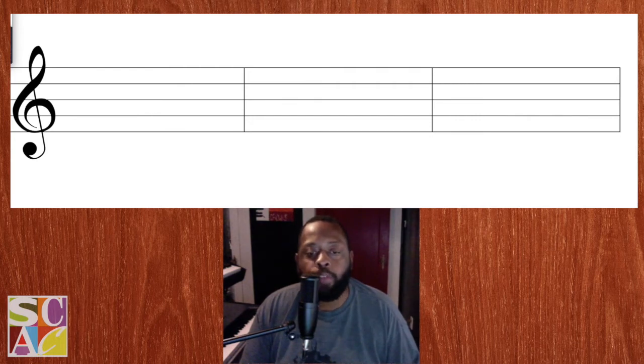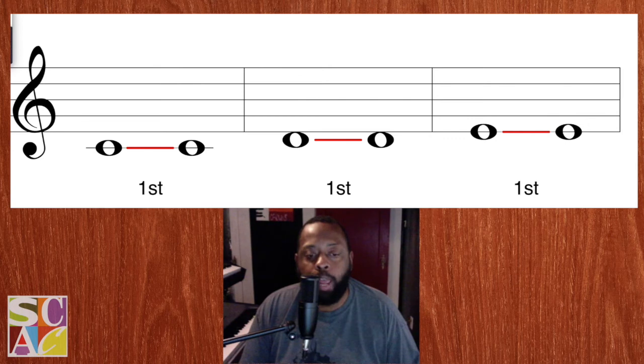The first type of interval we're going to talk about is called a generic interval, which are measured on the staff. Let's look at the first type of interval. When two notes occupy the same line or space, they are a first or a prime apart. Now, notice we are not talking about the name of the note. The name of the note is not important. What's most important is the distance. And as you see here, they're all first or prime.